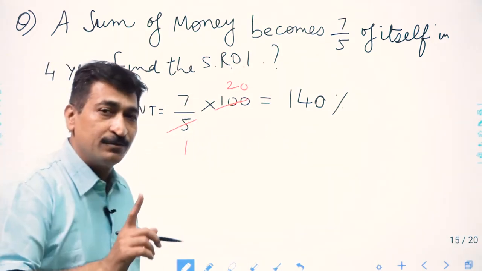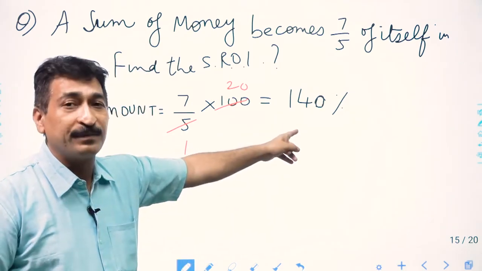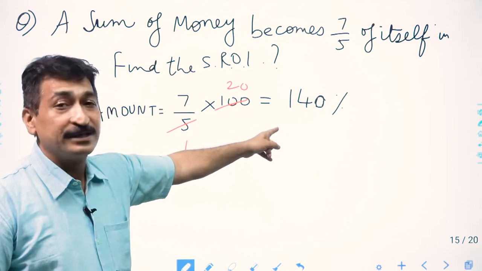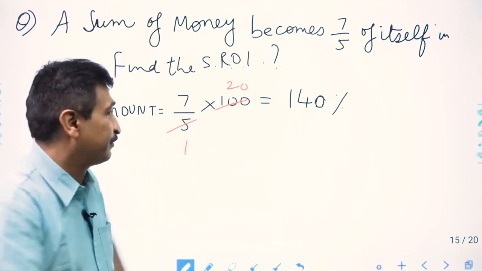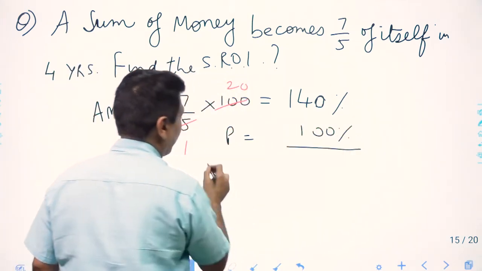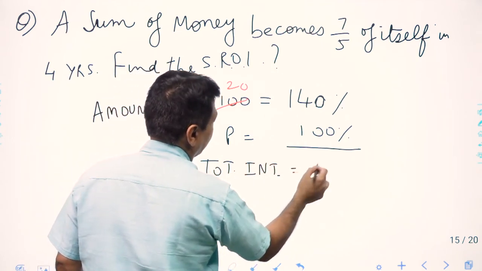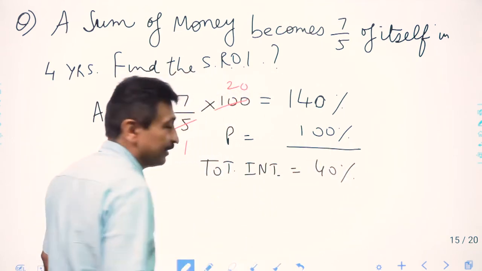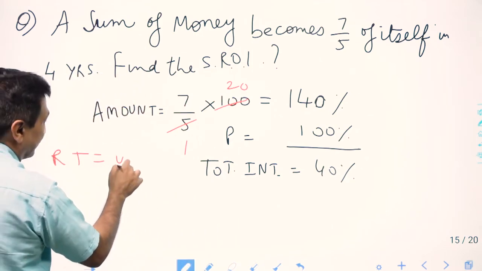What is the amount? Amount is always 100 plus RT. So, 140% is the amount. इसमें से principal is 100%. 140 minus principal 100%. Principal is 100%. So, what is the total interest? Total interest 40%, and total interest is what? RT. So, RT आ गया भाई, वापस 0 आ गया.